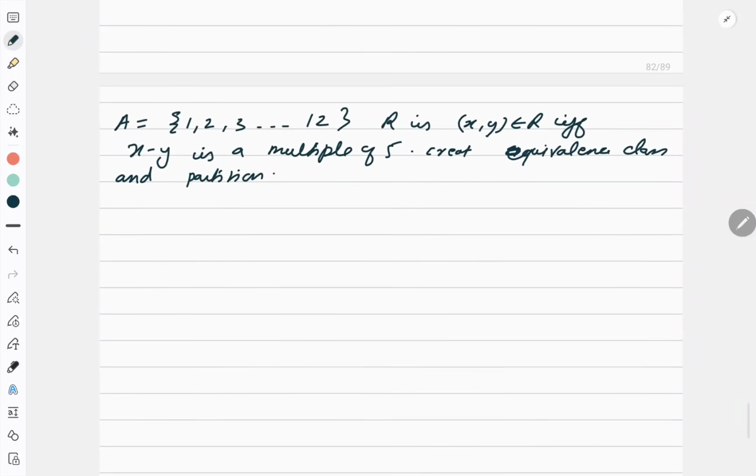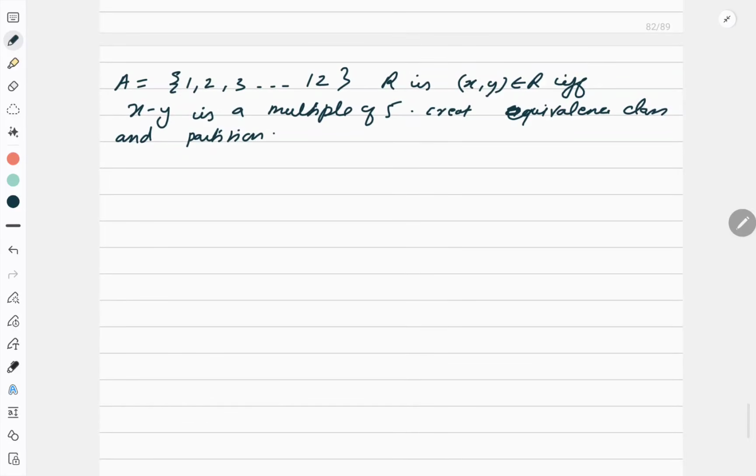Correct? Now let's move to the next question. This question we have already done in the previous video. A is given, and the relation (x, y) belongs to R if x minus y is a multiple of 5. Create the equivalence classes and the partition.